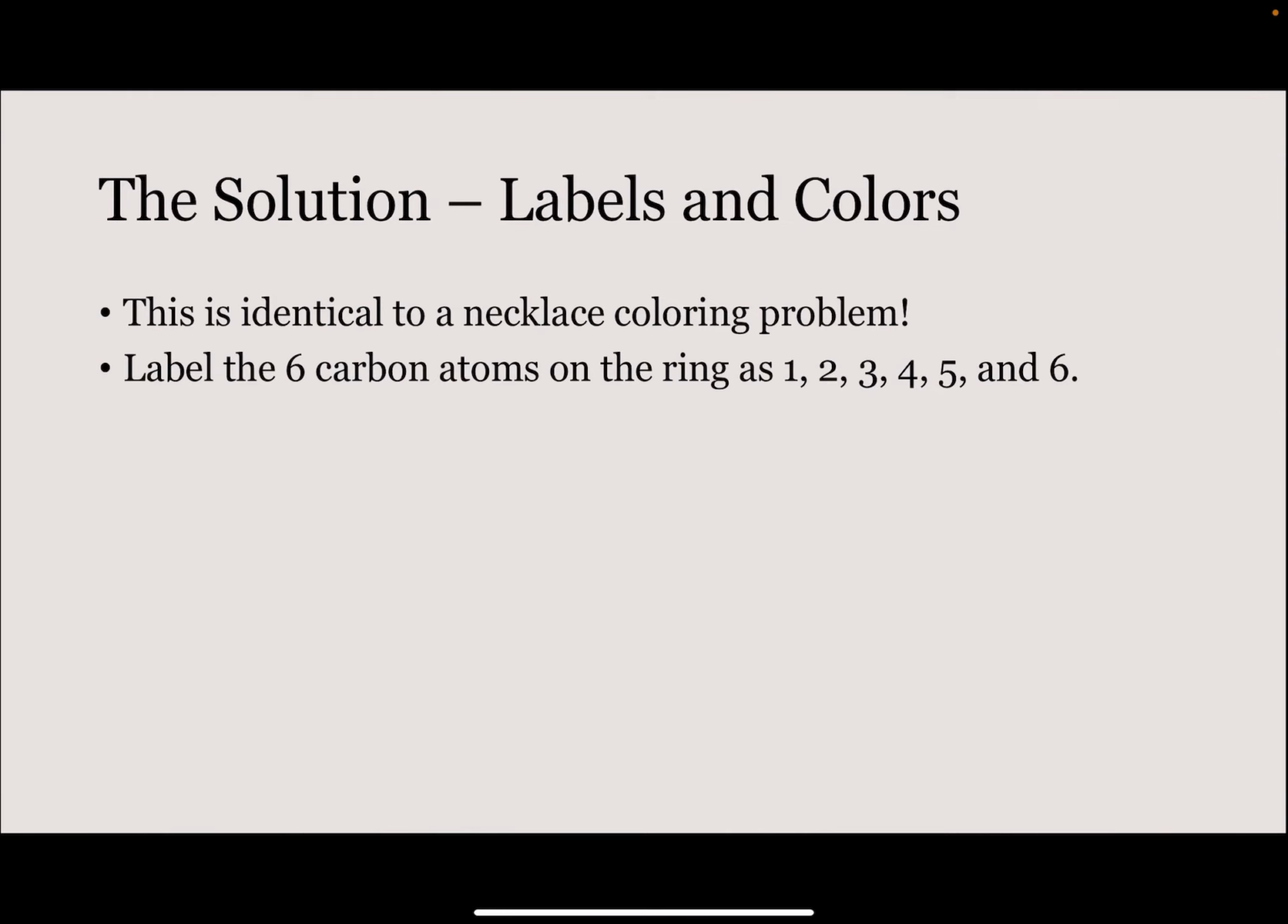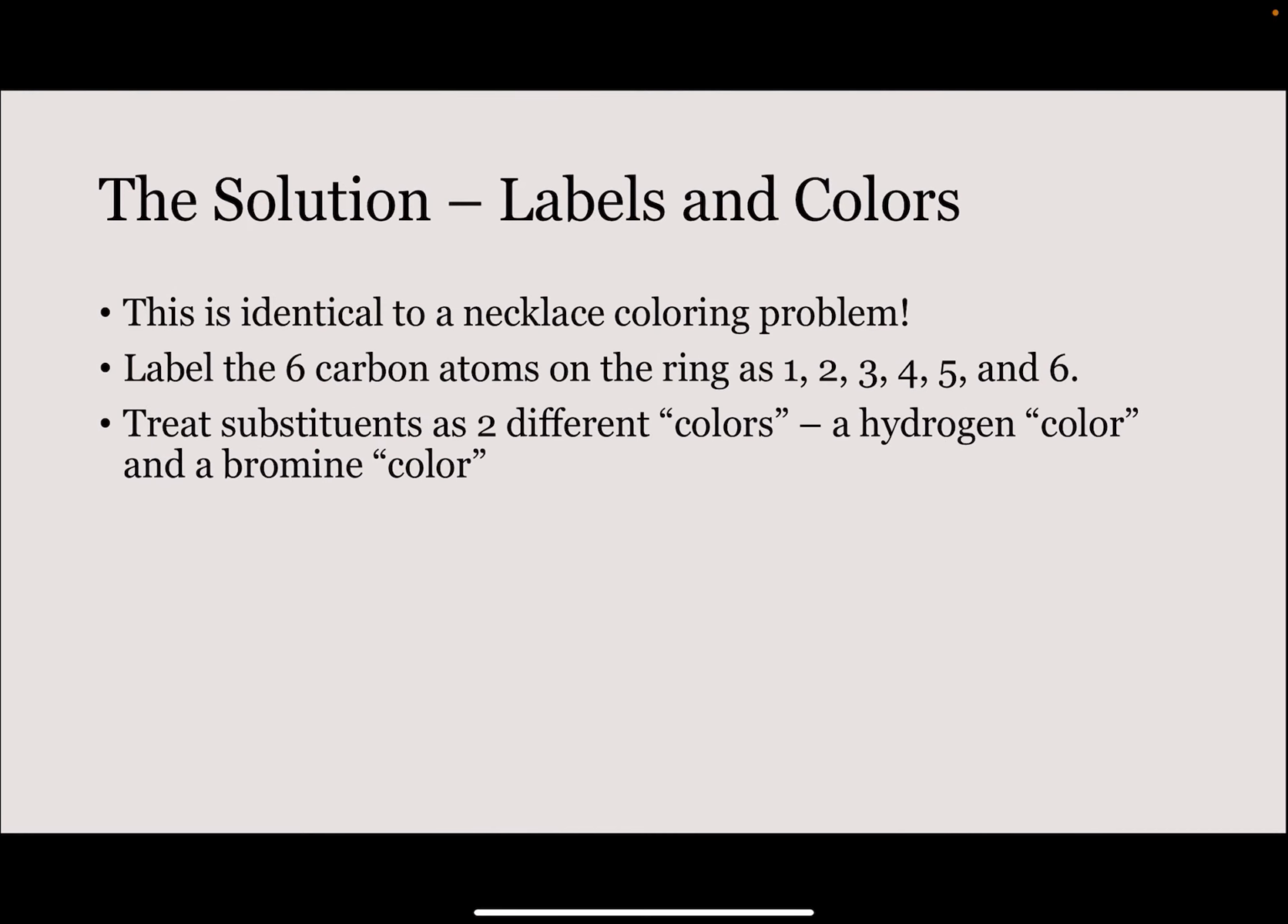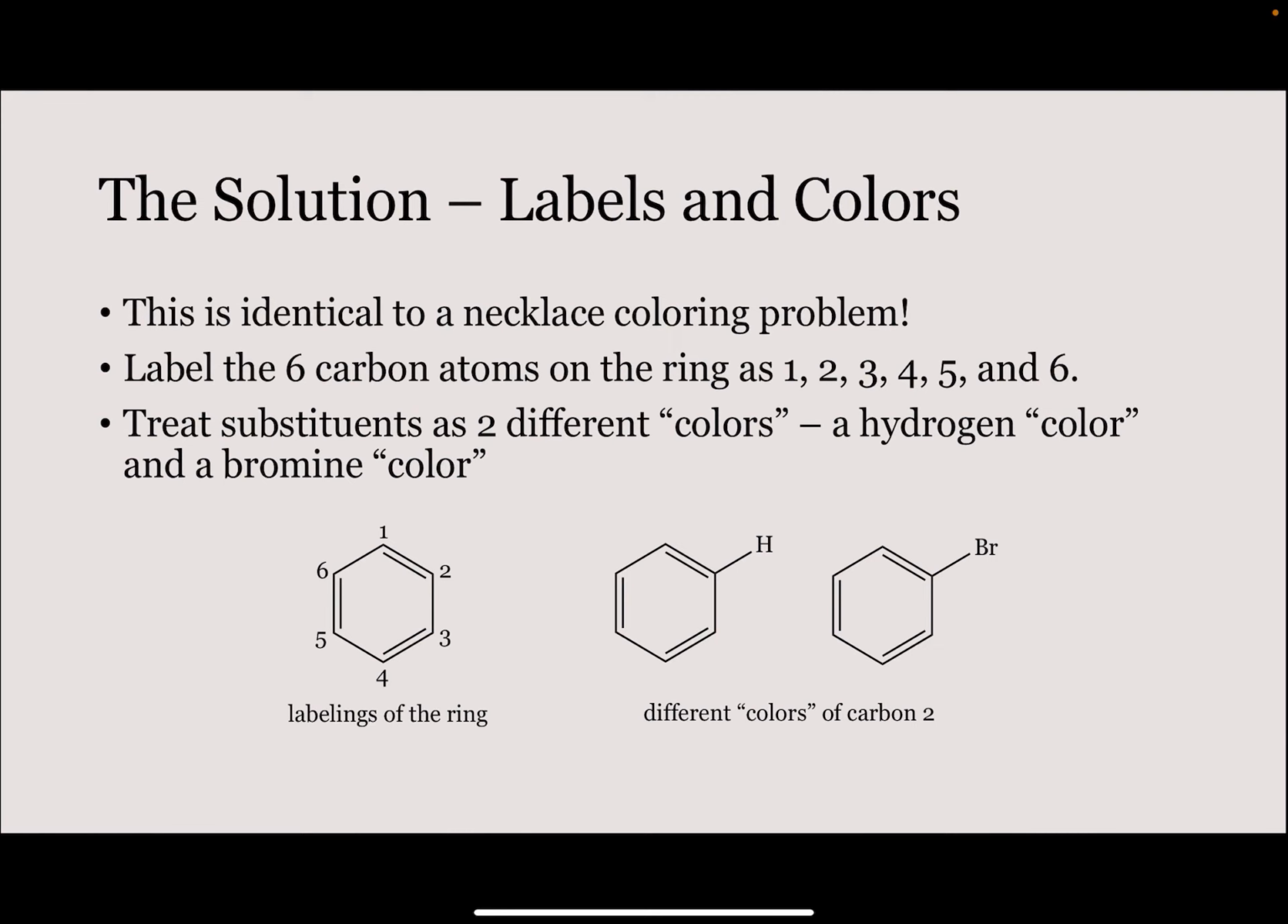We're going to label our 6 carbon atoms on the ring as 1, 2, 3, 4, 5, 6. And we're going to treat having a hydrogen or having a bromine as 2 different colorings. So we're going to have a hydrogen color and a bromine color. Here are what the labelings of the ring look like, 1 through 6, and these show 2 different colors of carbon-2. One with a hydrogen attached is a hydrogen color, if you will, and the Br attached would be a bromine color.